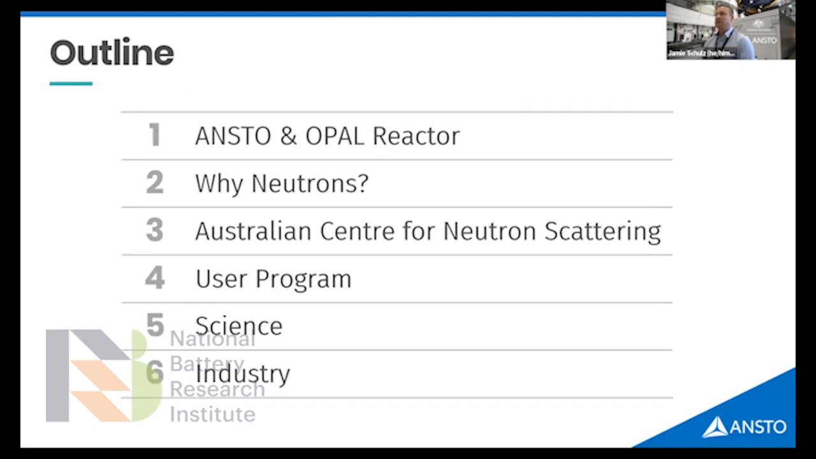So my outline of my talk: I'll talk a little bit about ANSTO, what is ANSTO and what is in our OPAL reactor, why we use neutrons, talk a little bit about the Australian Centre for Neutron Scattering, our user program, science, and our industry program. So I'm going to give a bit of a flavour of what we do.